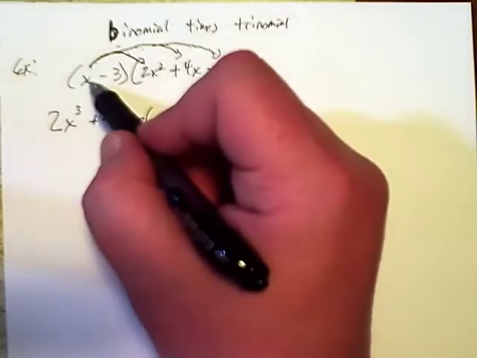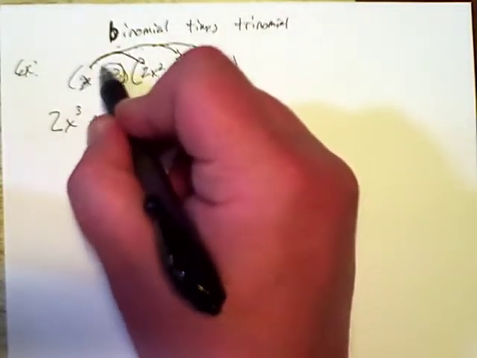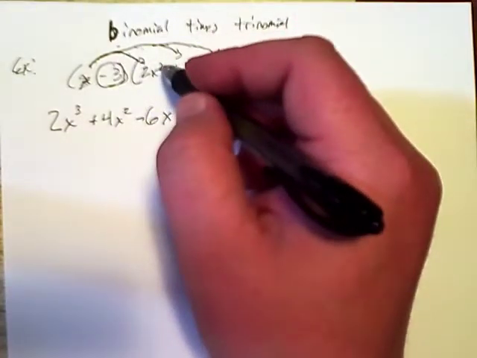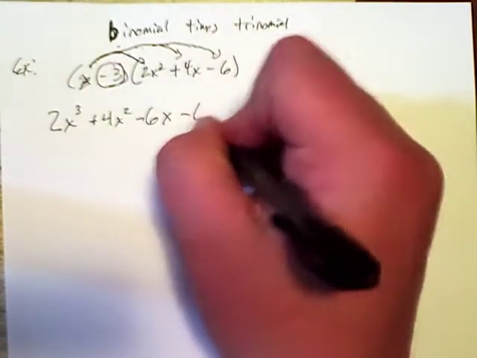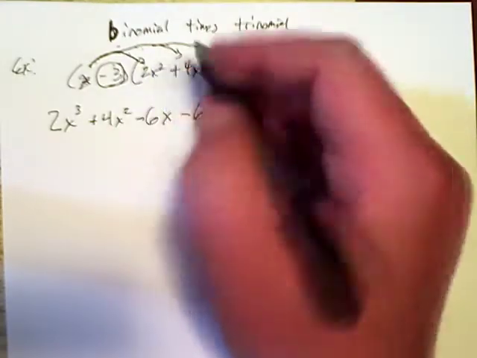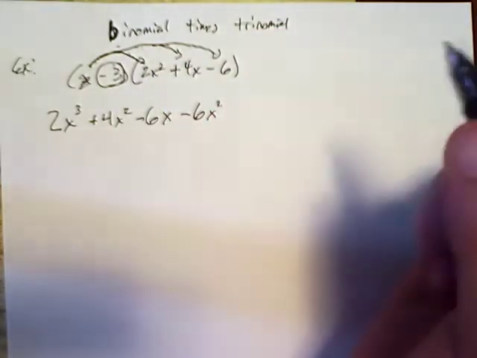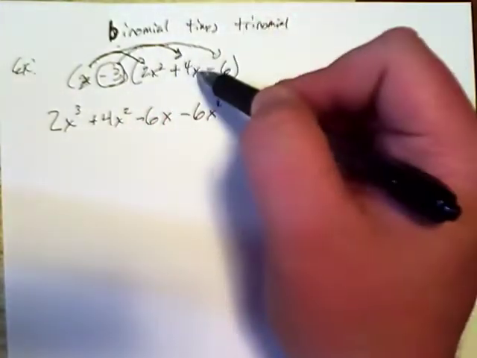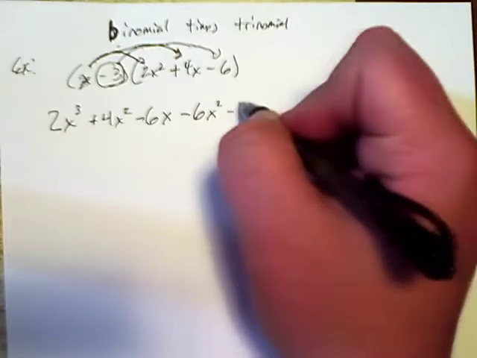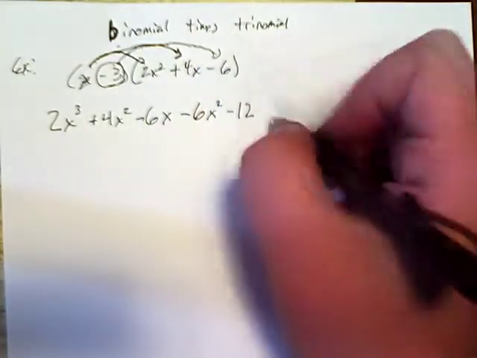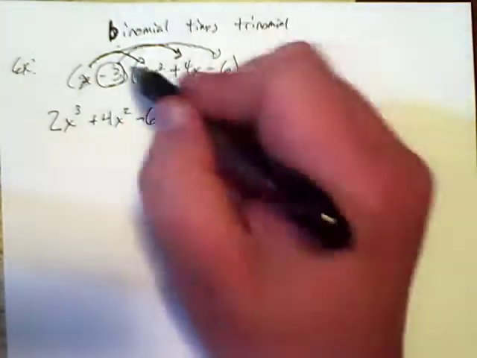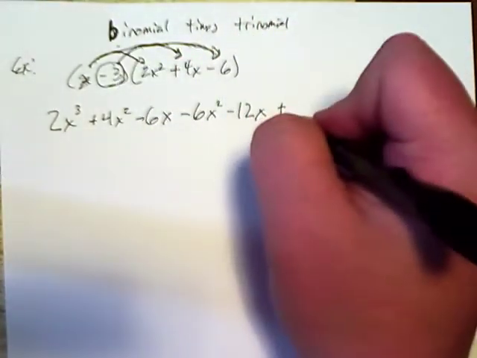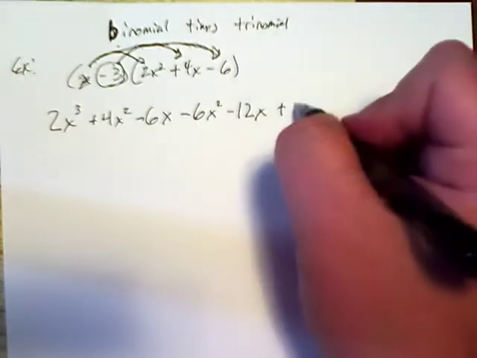Okay, so I'm done distributing the x. Now I'm going to distribute the negative 3. So negative 3 times a positive 2x squared. A negative 3 times a positive 2 is a negative 6. 1 times x squared is x squared. Negative 3 times 4x. Negative 3 times a positive 4 is a negative 12. 1 times x is x. And finally, negative 3 times negative 6. A negative times a negative is positive. 3 times 6 is 18.